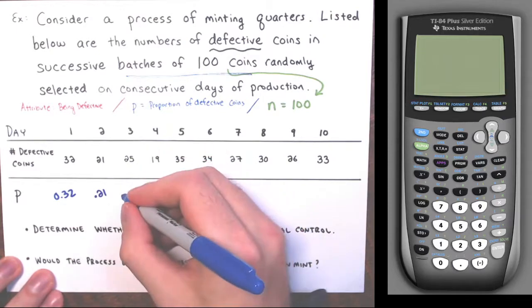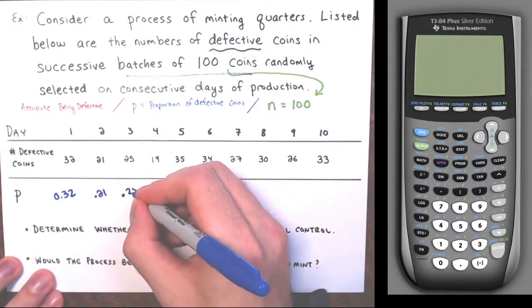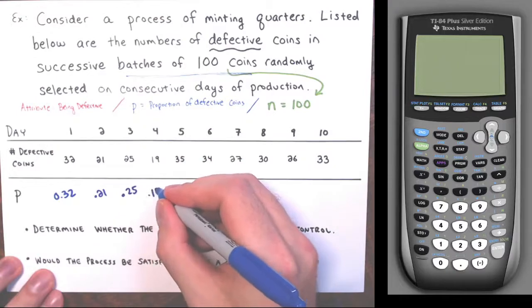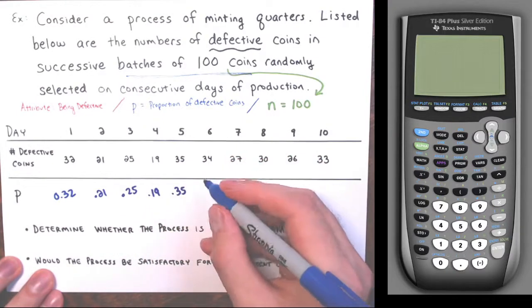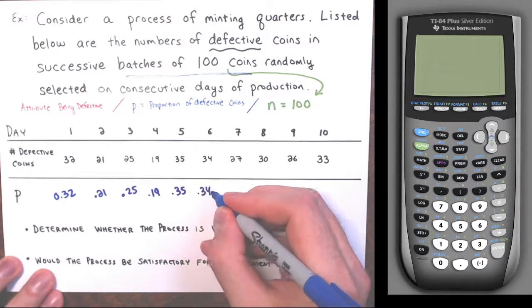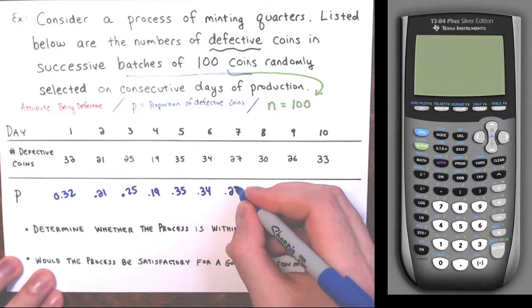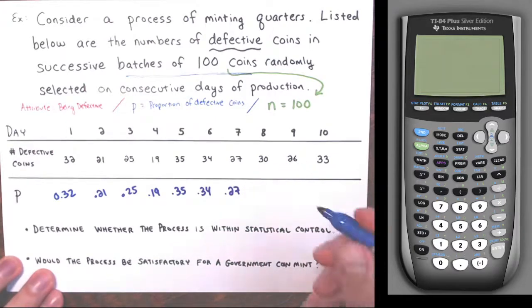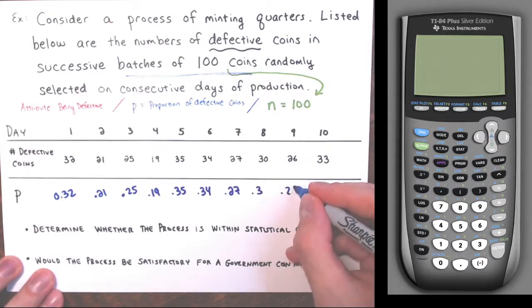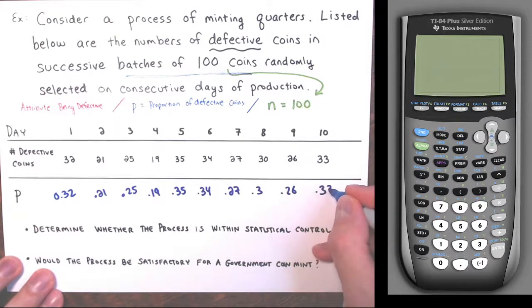And then 25 out of 100 for the next day, 0.25, 19 out of 100 for the next day, 0.19, 35 out of 100, 0.35 for day 5, 34 out of 100, 0.34 for day 6, 27 out of 100, 0.27. Right? All these are just, move the decimal place to the left 2 points. So 0.3 or 0.30 for day 8, 0.26 for day 9, 0.33 for day 10.